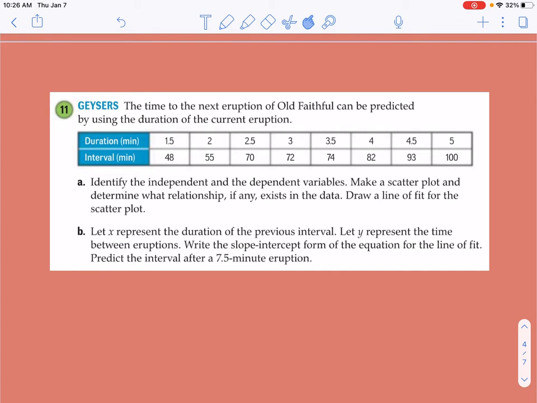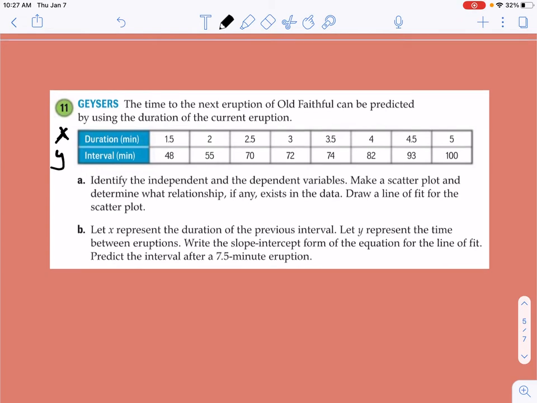So when they say in letter A, find the independent and the dependent variable, well, the problem says the next eruption can be predicted by using the duration of the current eruption. In other words, if you know the duration, you can find the time to the next eruption, the interval of time. So if you know x, you can find y. That's a good way to think about this one. So x is your duration and y is your interval. So our independent variable is x, the duration. Our dependent variable is y, the interval.